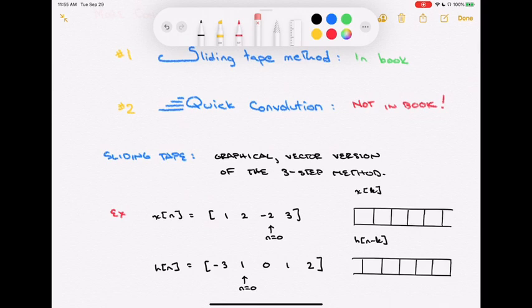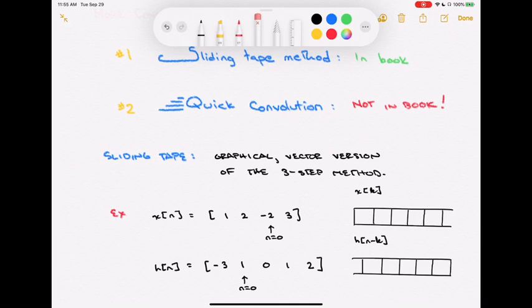I have a signal x[n] depicted here. It's a 4-length signal. I've shown a vector depiction of it. It goes 1, 2, -2, 3, with the -2 element being located at n equaling 0. We want to convolve that signal x[n] with the signal h[n], which I've shown. This is a 5-length signal that goes through the elements -3, 1, 0, 1, 2, with the leftmost 1 being where the n equaling 0 point is.